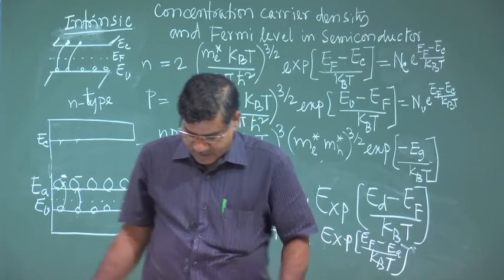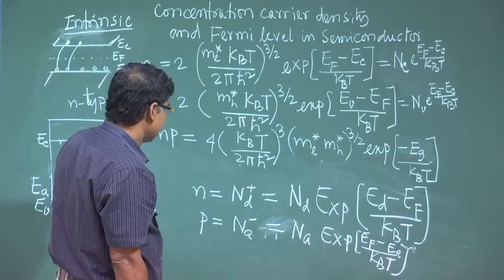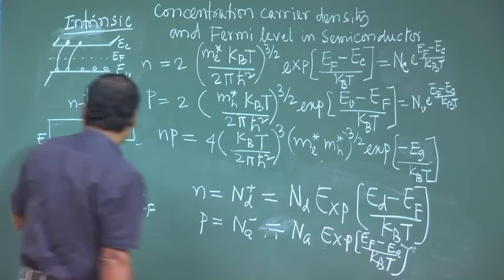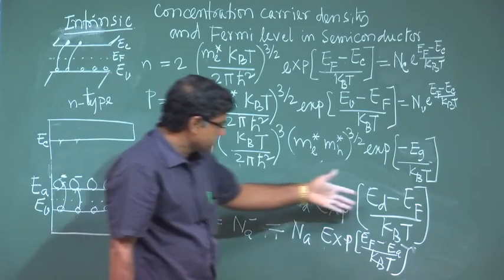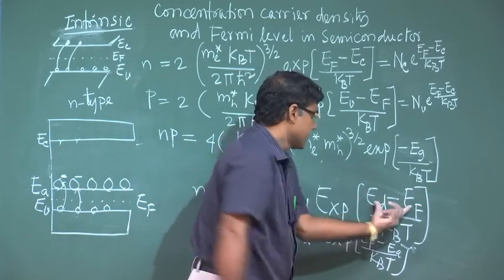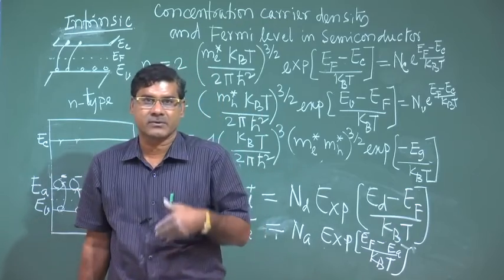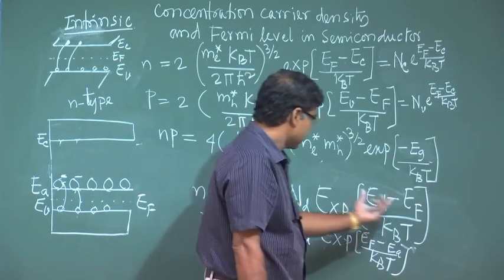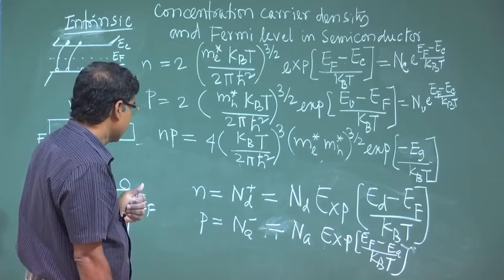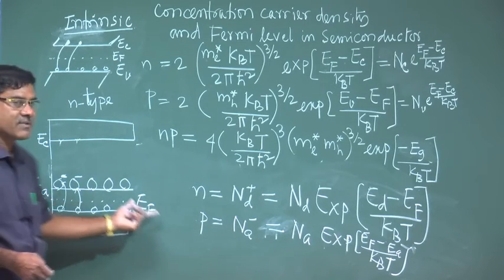From these two you can see that the energy level of the donor and the energy level of the acceptor are also important. The difference should not be very high, otherwise you need a higher temperature to get free carriers, either in the valence band or in the conduction band. So now the question is, what is the position of the Fermi level?